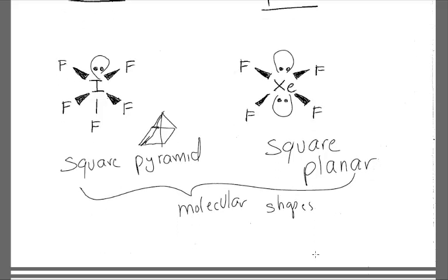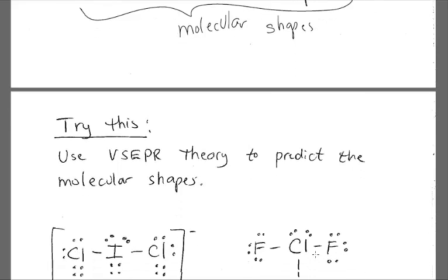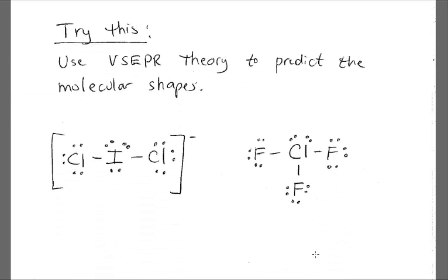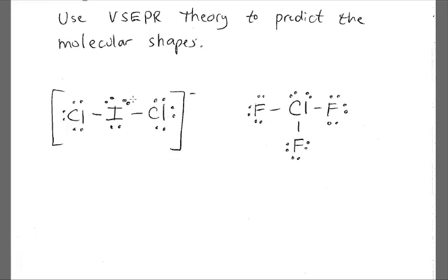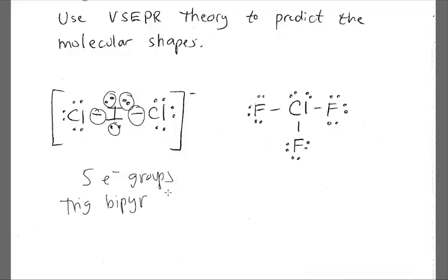Alright, let's try some stuff. Use VSEPR theory to predict these shapes. I already did the Lewis dot structures for you, so predict their shapes. Alright, so let's count how many groups are on the central atom. 1, 2, 3, 4, 5. So it's 5 E groups, which means the electron group geometry will be trigonal bipyramid. So I'm going to write that as E groups. That is not the shape. Trigonal bipyramid electron groups.